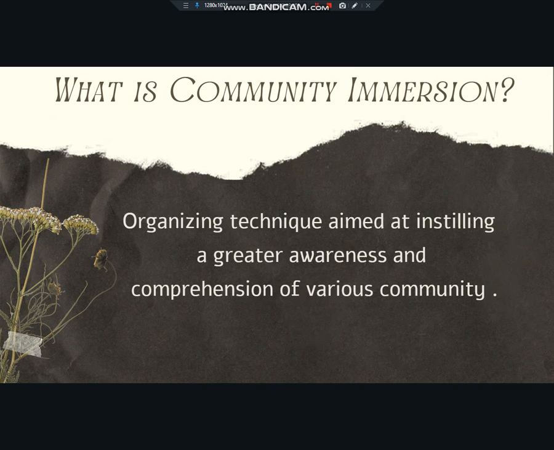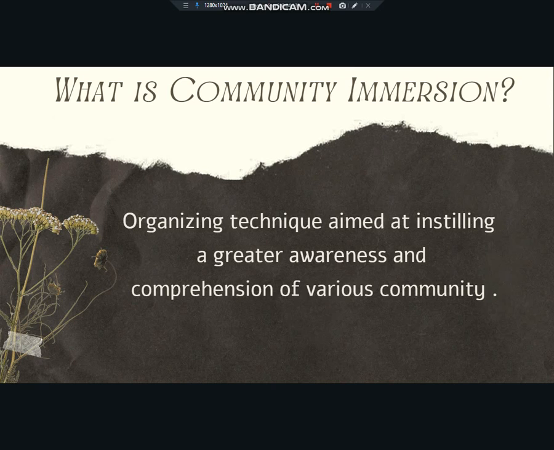Next, let's define what is community immersion. When we say community immersion, it is actually a community organizing technique that aims at instilling a greater awareness and comprehension of various community concerns among NSTP trainees through exposure to real life situations, particularly in the poor, depressed, and unprivileged neighborhoods.